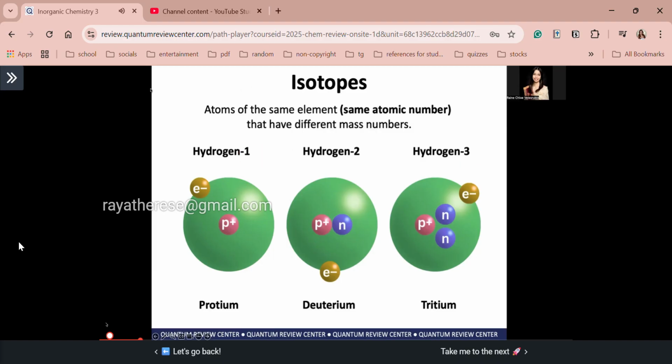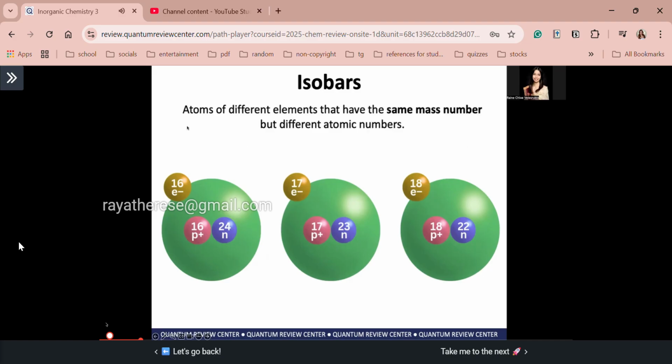Next, we have the isobars. Isobars refer to different elements with different atomic numbers but equal mass numbers. Examples are sulfur, chlorine, and argon. All of them have a mass number equal to 40, as you can see here. So, sulfur-40, chlorine-40, argon-40. Because the sum of their protons and neutrons is 40 for all of them.